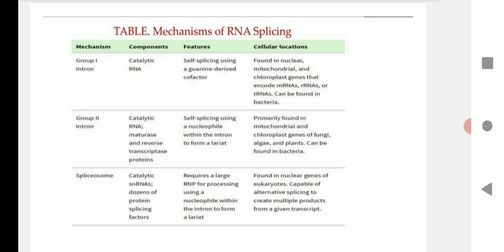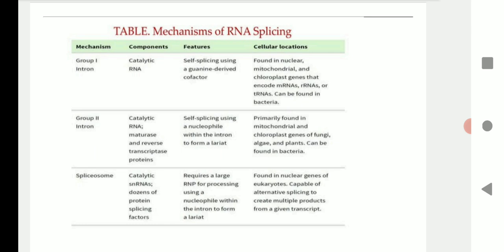And group 2 introns are spliced by a special mechanism involving a special adenosine residue which is present in a conserved region within the intron itself. That is, the internal, middle region of your intron contains a special sequence in which a special adenosine acts as a nucleophile, responsible for carrying out a nucleophilic attack on the 5' end of the intron. So this is the mechanism which is followed.